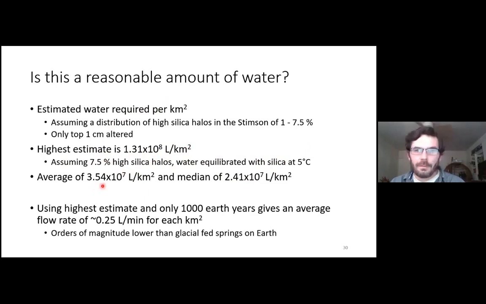We ended up with about a magnitude less water necessary on average. But I think the really important thing here is if we use this highest estimate and say this occurred in only 1,000 Earth years, we get an average flow rate of 0.25 liters per minute for each of these kilometers. And we're not looking at 100 kilometers, it's 5, 10, 15 kilometers. And probably, like I said, we don't have a great grasp on it.